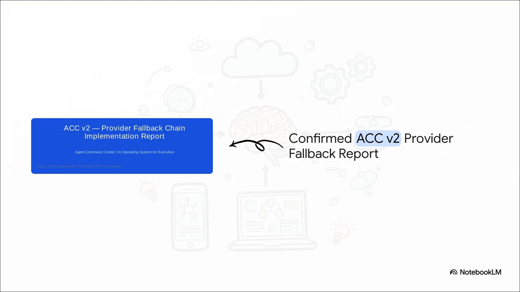Now check this out. According to the official ACC V2 Provider Fallback Chain Implementation Report you're seeing here, all 27 out of 27 automated tests are passing for a brand new multi-tiered provider routing system. This isn't just a conceptual idea drawn on a whiteboard. It's a fully functioning, rigorously tested safety net. When you're relying on AI to run your entire digital life, a single server outage at a major provider could literally bring your day to a grinding halt. This implementation guarantees that the execution engine just keeps running, regardless of what's happening out there in the cloud.